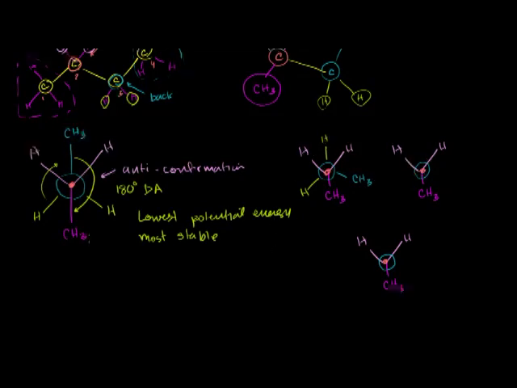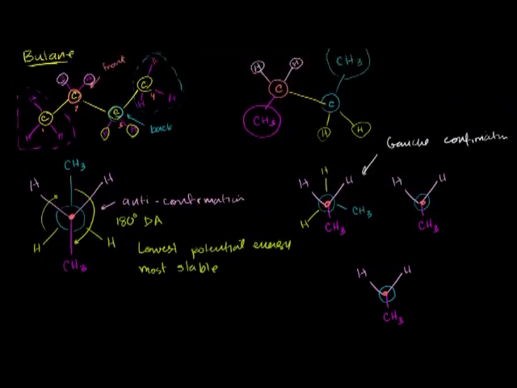Now this conformation was called the anti-conformation. It's the most stable because the methyl groups are as far away from each other as possible. This right here is called the gauche conformation. And you can view this as the second most stable. At least the methyls are staggered. They're not directly behind each other. So here the methyls are as far apart from each other as possible.